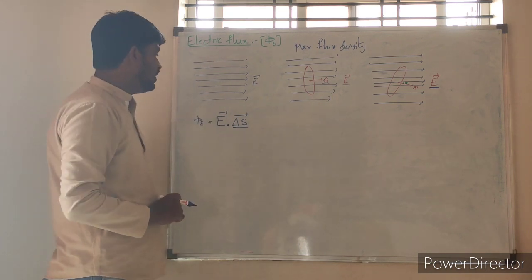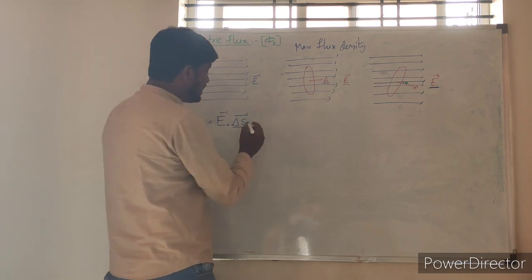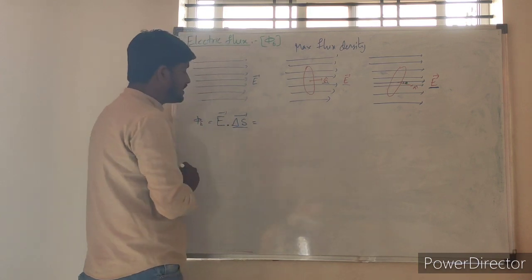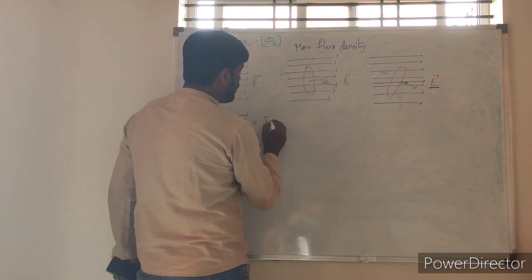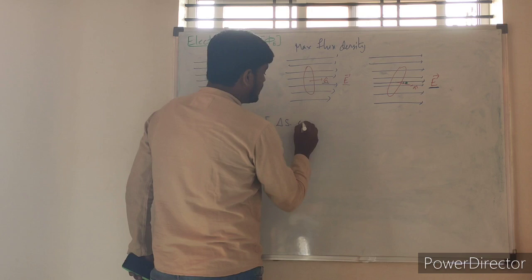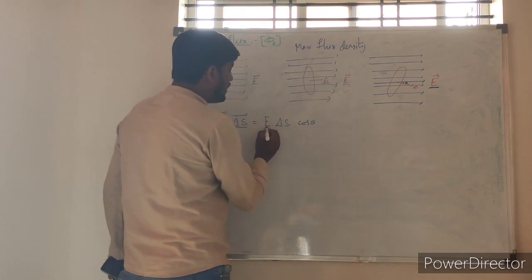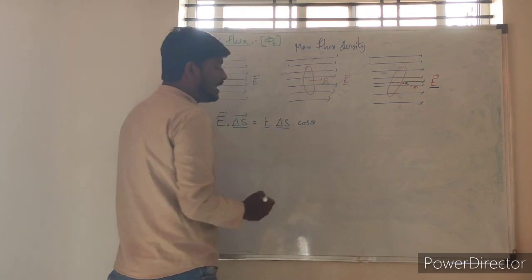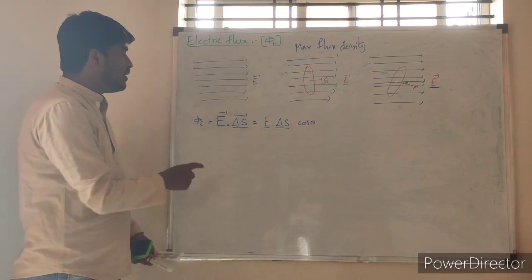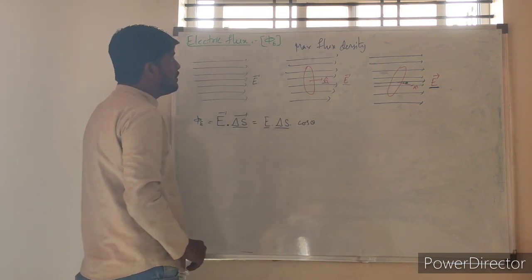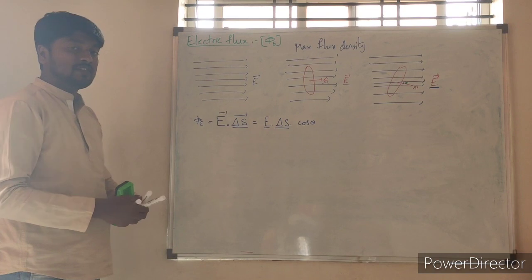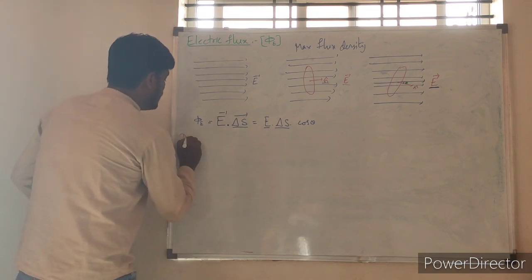Phi E is equal to E dot delta S. Then if I extend this one, as we know it's a dot product, if I open the dot product, I get cos theta. Here theta is the angle between vector E and the area vector delta S. So now we have mathematically expressed the meaning of electric flux. Then what is the definition of electric flux? So now the definition.